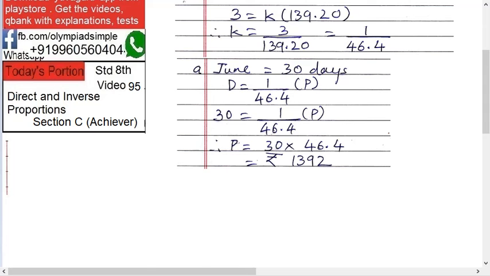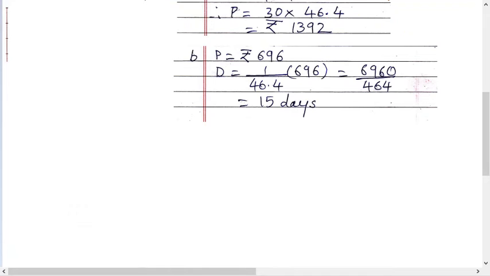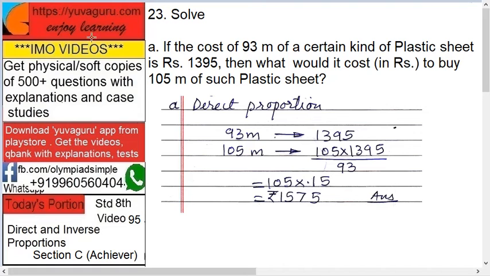Now the next question. If you get 696, for how many days will he work? Now p equals 696. Therefore d equals 1 upon 46.4 into 696. Remove this point and there will be a 0 in the numerator: 6960 upon 464. Start dividing by 2, 4 and so on, and you will get 15 as the answer. Always remember, try Vedic mathematics for these things. It will be faster.